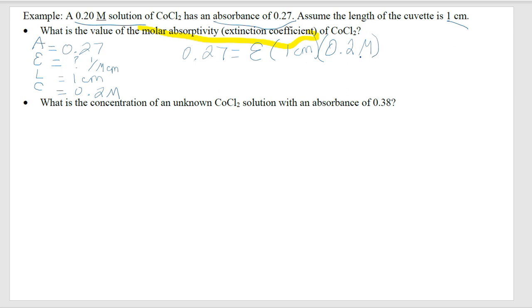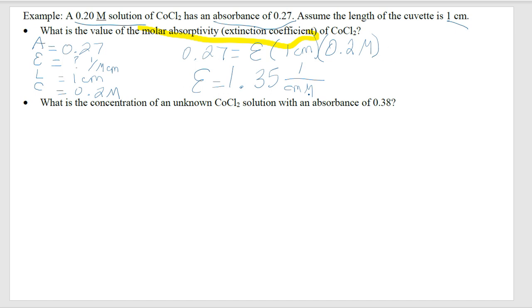All right, so multiply 1 times 0.2, divide it to the other side. We isolate epsilon, which is our extinction coefficient, and we should get a value of 1.35. And our unit, since we divided centimeters and molarity to the other side, is 1 over centimeters times molarity.